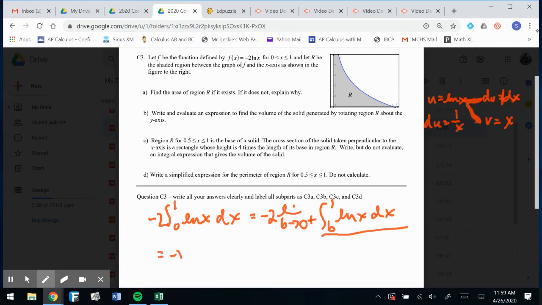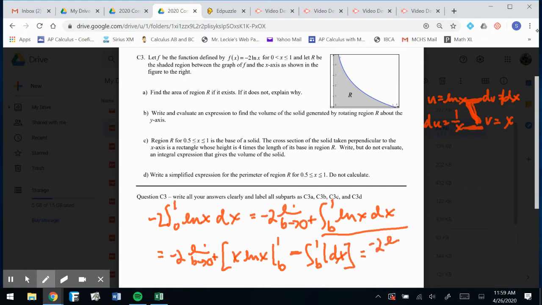So how am I going to write that? That'd be equal to -2, the limit as b approaches 0 from the right. And it's going to be equal to these two guys: x natural log of x, and we still have to evaluate that from b to 1. But then we minus the integral from b to 1 of these two guys, and that's x times 1 over x, which would just be 1 dx. That's it. That's actually all you have to be able to do to get this problem correct.